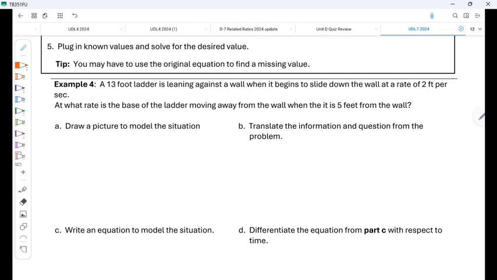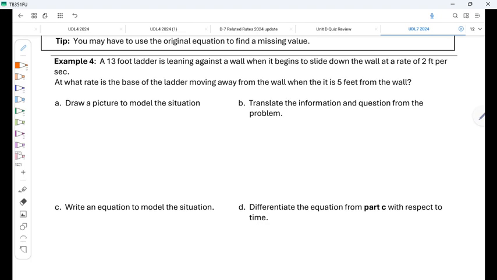Let's draw a picture to model this situation. We'll draw the picture first, then I'll bounce over to Desmos to show you what I drew in Desmos to show this problem. We have a wall. We have a ladder leaning against that wall. Depends on my angle there. And we have the ground.